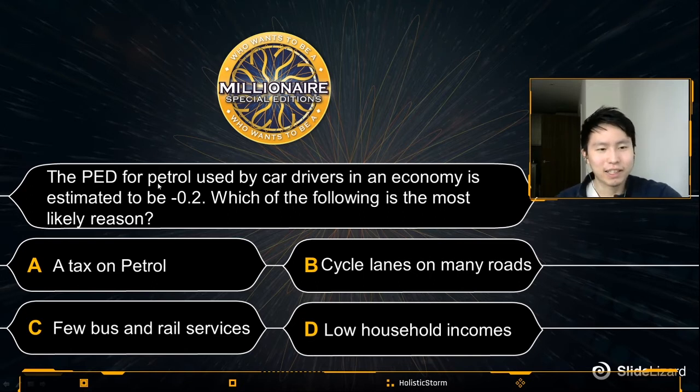That's how we learn. So the PED for petrol used by car drivers in an economy is estimated to be minus 0.2. Which of the following is the most likely reason? A. A tax on petrol. B. Cycle lanes on many roads. C. Few bus and rail services. Or D. Low household incomes. This question might be slightly better.